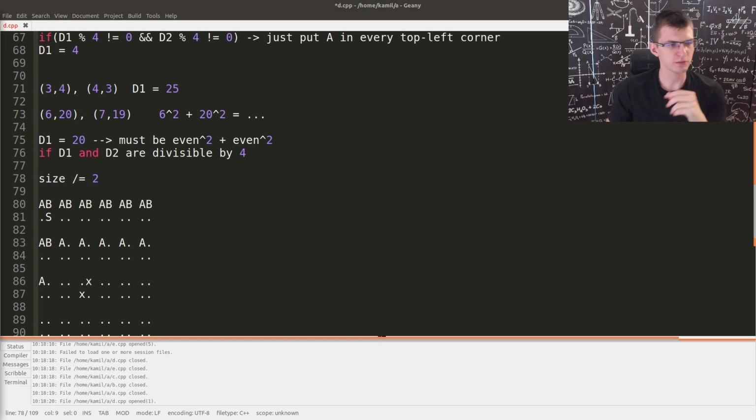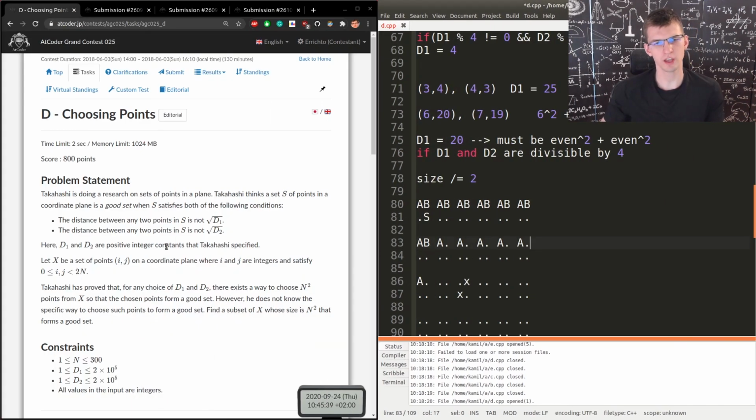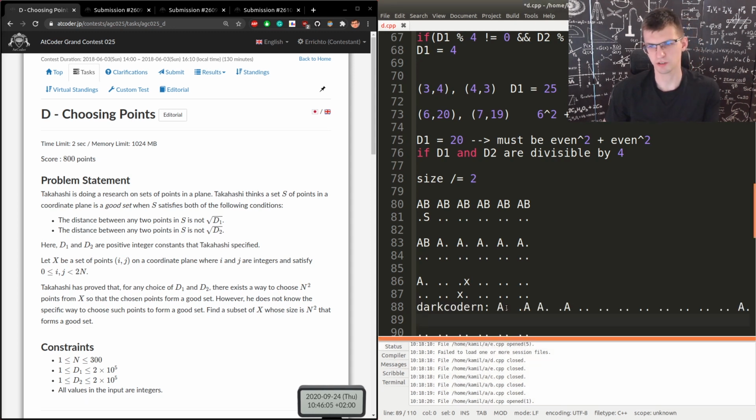I was thinking that there are D1 and D2 and the forbidden points lie along the sides of diagonal of rectangle. Oh, that's not true. But D1 and D2, we are not talking about Manhattan distance, Euclidean distance, so it's a circle. If D1, D2 are divisible by 4, modulo 4, you can choose those points. I don't agree with you. If this is the grid, then those 2 points have distance divisible by 4. I mean the square of the distance.